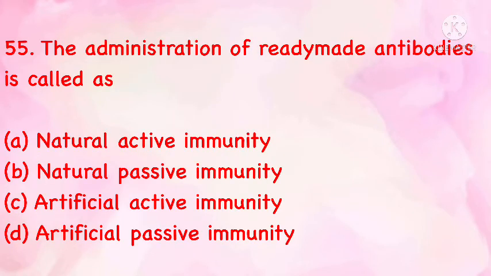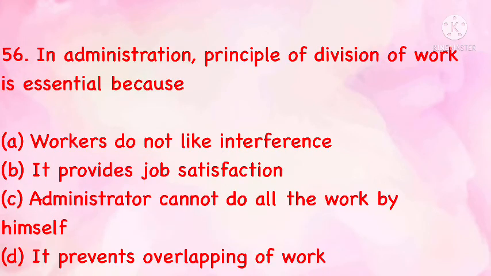The administration of ready-made antibiotics is called as natural active immunity, natural passive immunity, artificial active immunity, artificial passive immunity. The correct answer is D, artificial passive immunity. In administration, principle of division of work is essential because workers do not like interference. It provides job satisfaction. Administrator cannot do all the work by himself. It prevents overlapping of work. The correct answer is D. It prevents overlapping of work.